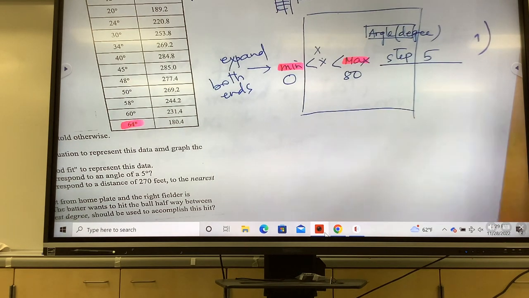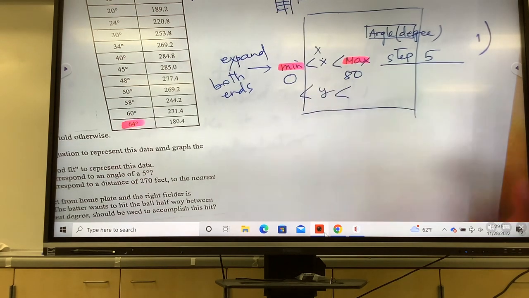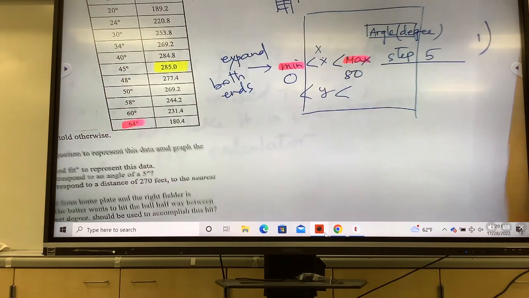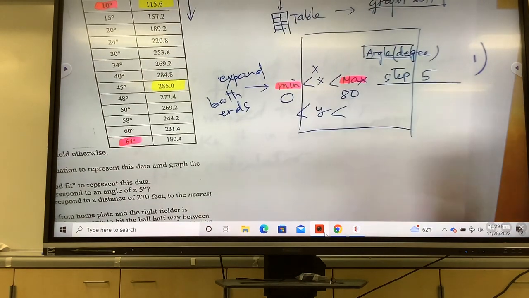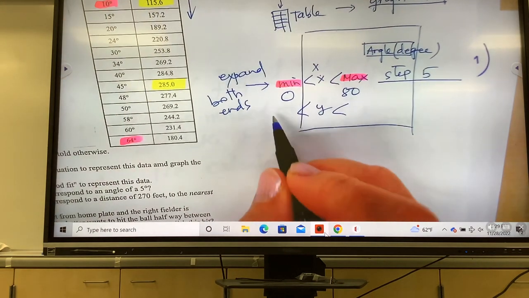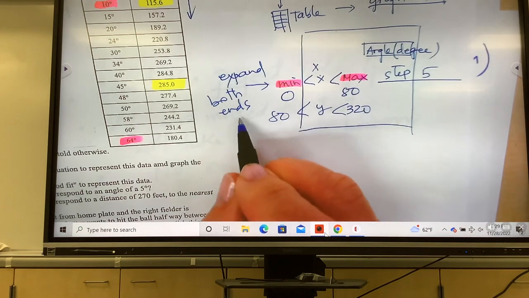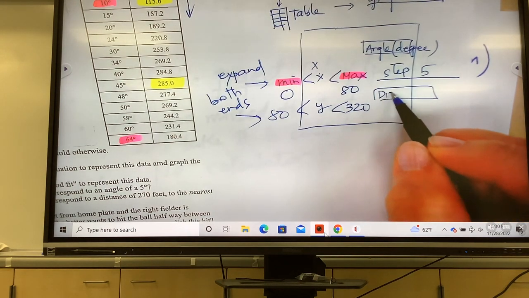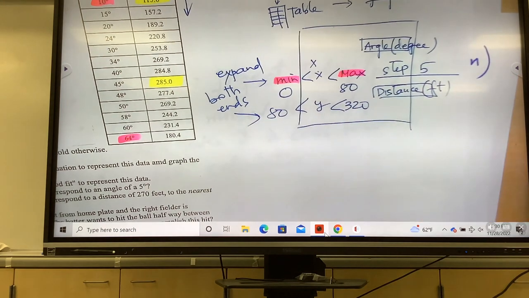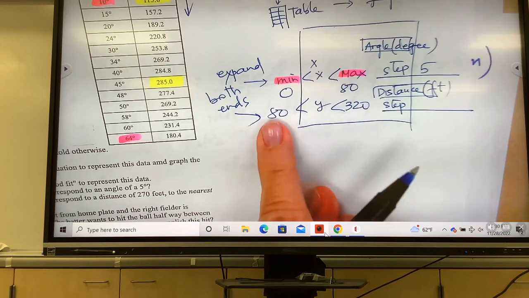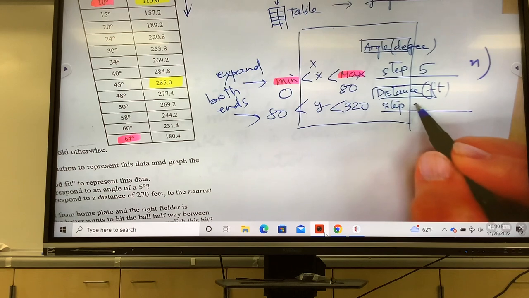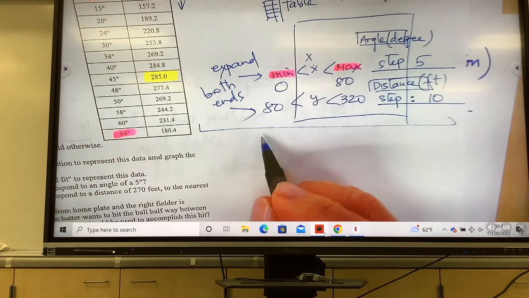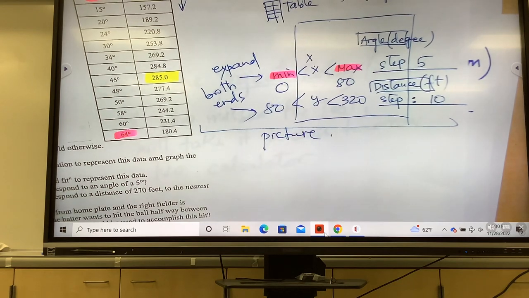I will help you. And for the y-axis, the same thing. Extend it. The y minimum is here, maximum is here. So I'm going to extend it again. Instead of 115, I'm going to have it 80 to 320. Extend it. And because of this, again, I will have a title here, the distance in feet, and the step. From 80 to 320 is a lot, so I increase the step to 10. And this, you need the picture. That's your picture number one.